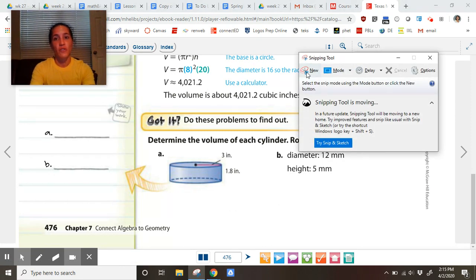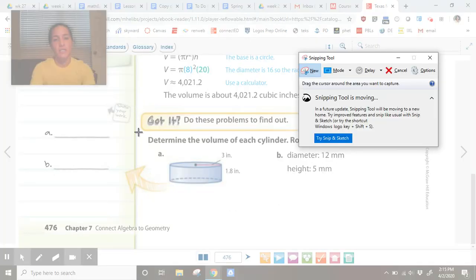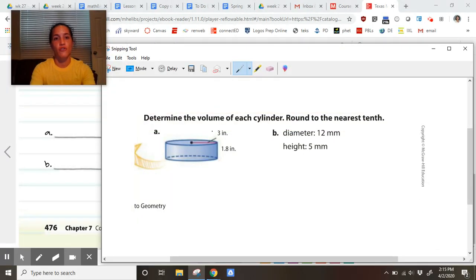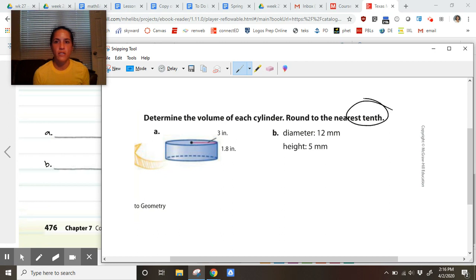So we're going to do these two guided examples down here, and you have them in your book. You need your calculator if you don't have it yet. Here we go. Determine the volume of each cylinder, rounding to the nearest tenth. I'm going to start with the volume formula, which is capital B times H, base area times height.